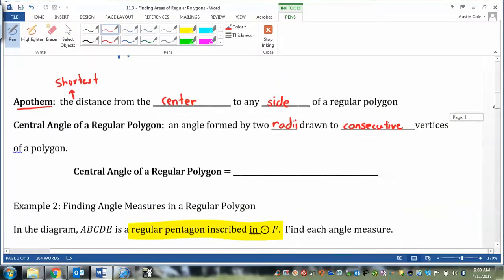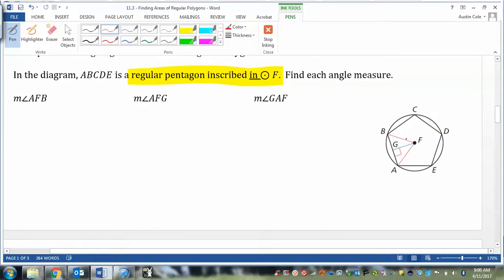Okay, what else do we need? Oh, central angle. Okay, central angle would be like this angle right there. Again, central angle of a circle, but central angle of a polygon is different because a central angle is created by two radii, the red lines, and consecutive vertices. Okay? So to find that central angle, what are we going to do? If I want to find that angle, how can I do that?